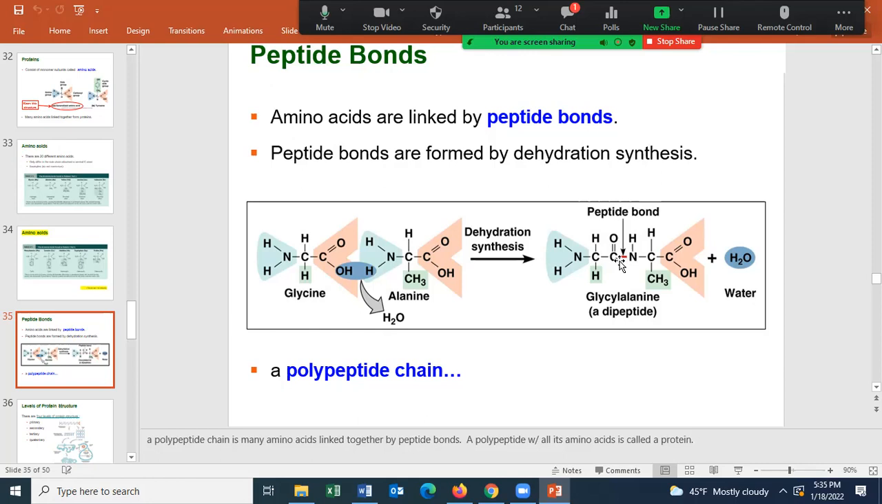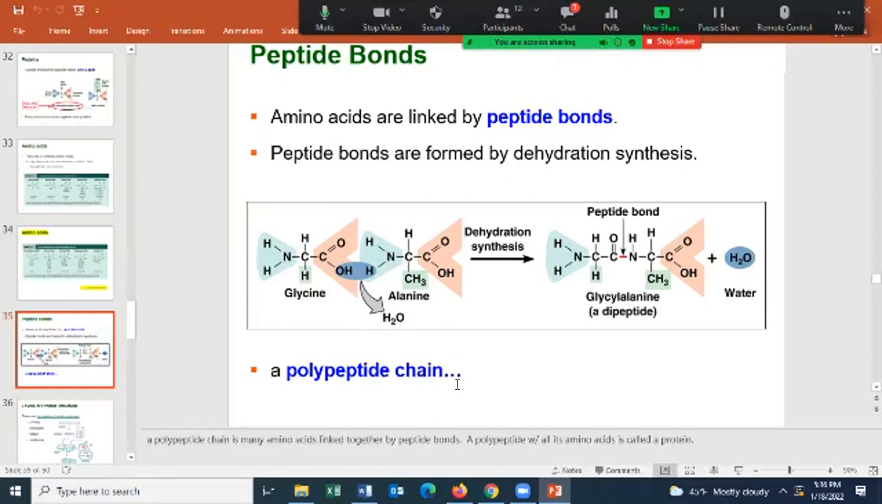And then when many amino acids link together by peptide bonds, we get a polypeptide, which is made up of monomers. And a polypeptide just means many peptides or many amino acids. And when you add the last amino acid to a growing protein, that's where we no longer call it a polypeptide, and we call it a protein. Everyone get that?